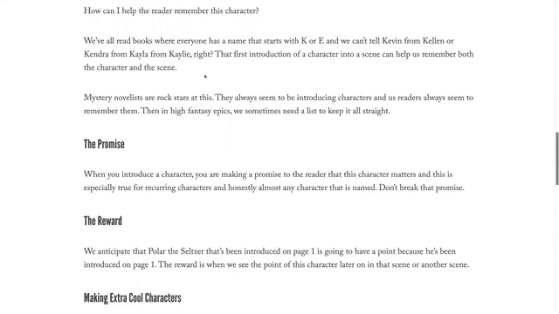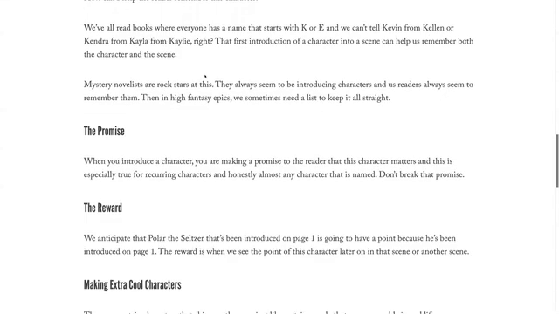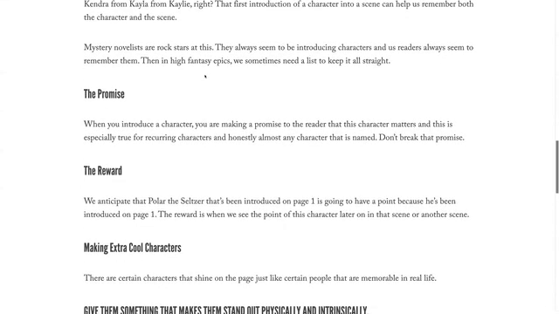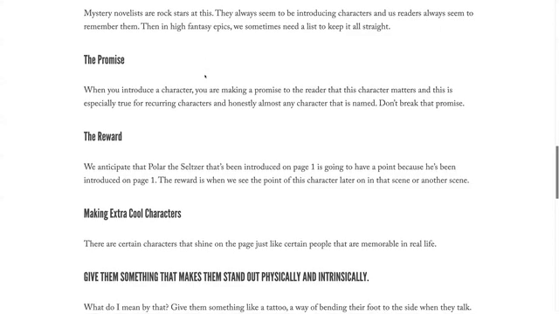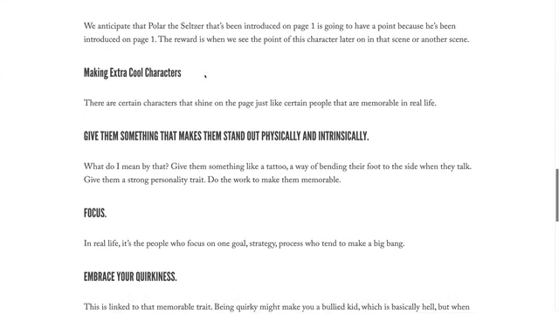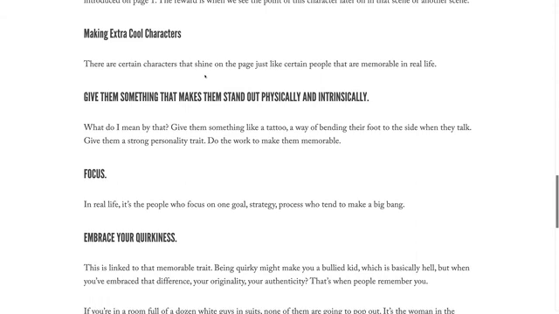You're promising that the character matters, and the reader is getting rewarded for remembering that character later on when they see their point. So making extra cool characters, that's a whole big different thing, right? These are the certain characters that shine on the page, just like certain people that are memorable in real life. So to make those extra cool characters, you want to do the following. You want to give them something that makes them stand out physically and intrinsically. So what do I mean by that?